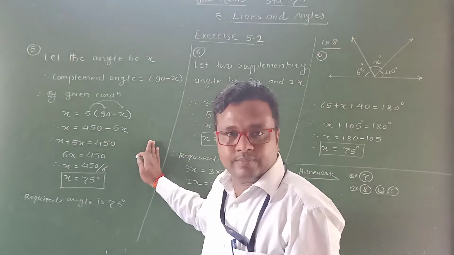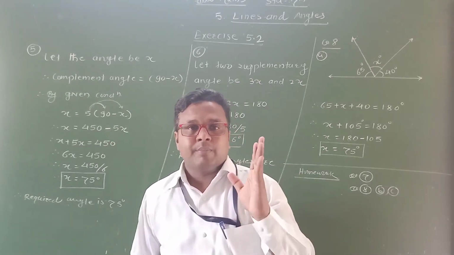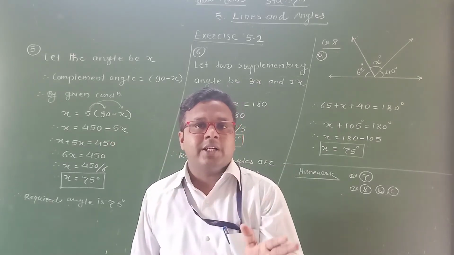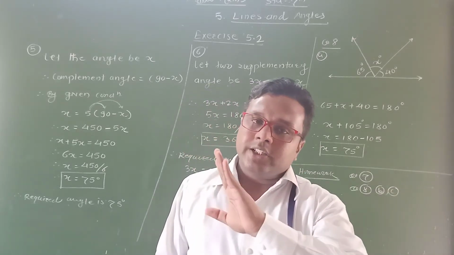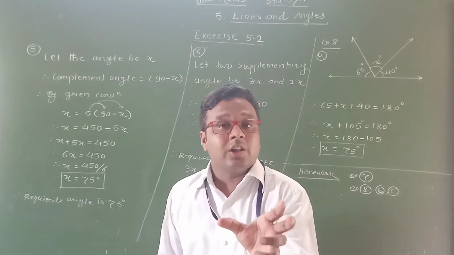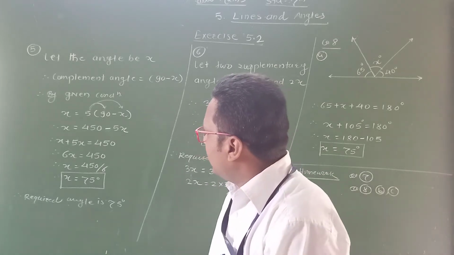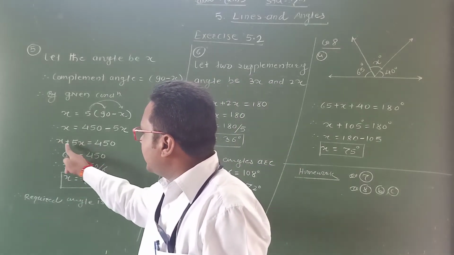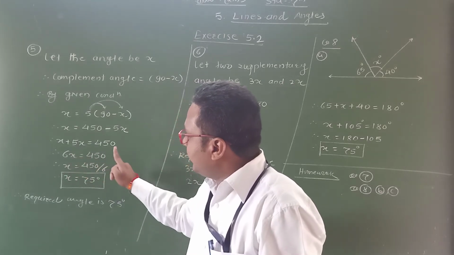Okay, according to the transposing method, if we transfer, minus becomes plus, plus becomes minus. If it is multiplication, it will come in division. If it is in division, it will come in multiplication. This is the transposing method to solve the equation. You have an idea about this. Now x plus 5x, addition of these two like terms, we get 6x is equal to 450.